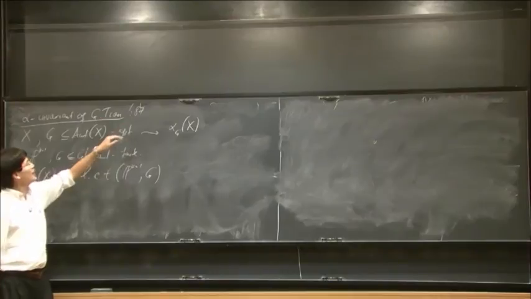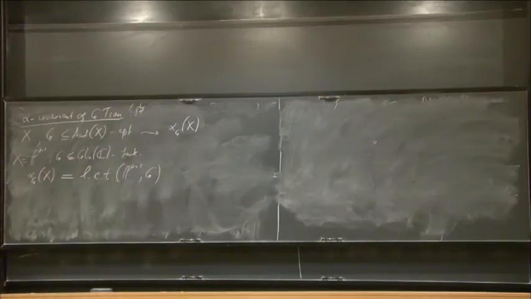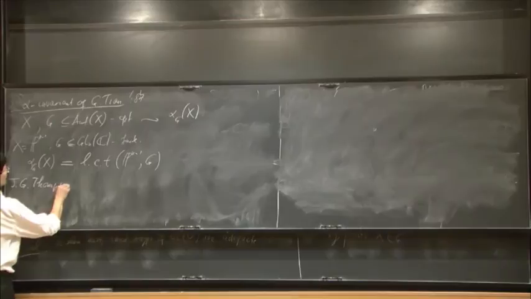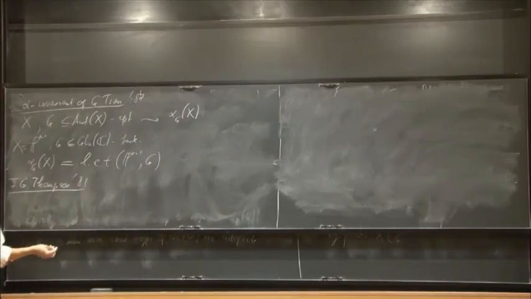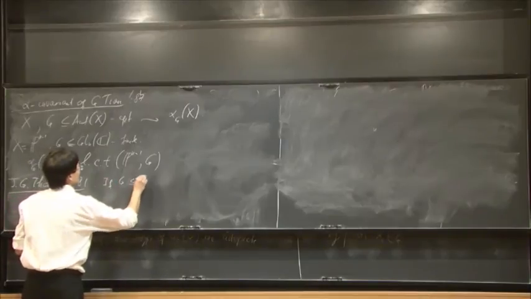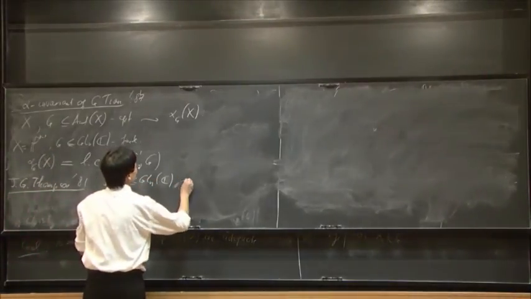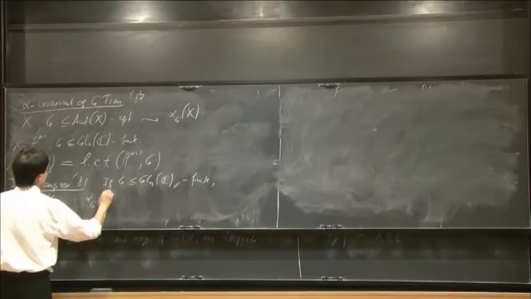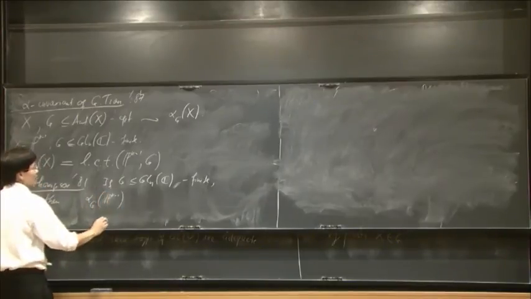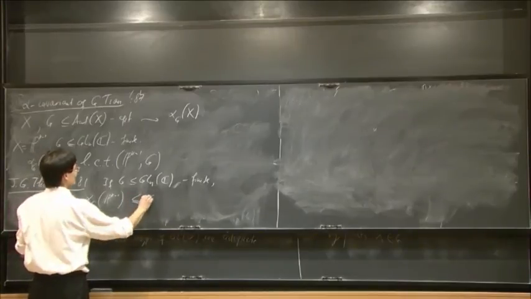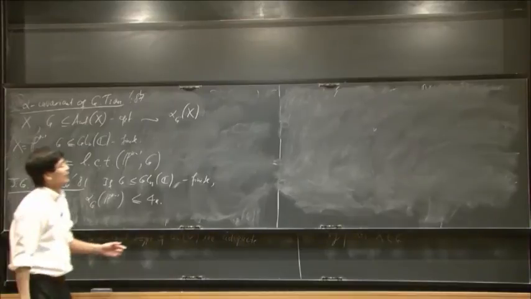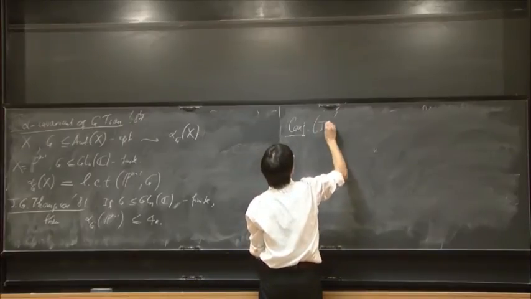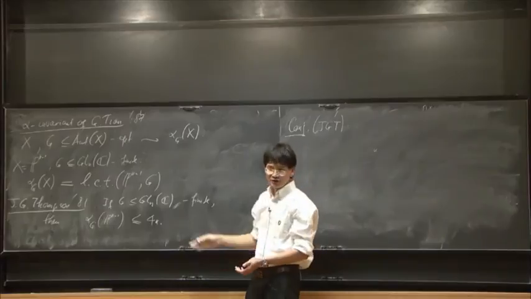And even before the invariant was defined, John Thompson proved some result about it. It's a theorem due to John Thompson in 1981. He showed that if your G is any finite subgroup of GL_n(C), then this alpha sub G of P^(n-1) can be bounded linearly in terms of n. Namely, he showed that it's at most 4 times n. And in the same paper, he had a conjecture that it should be bounded universally.